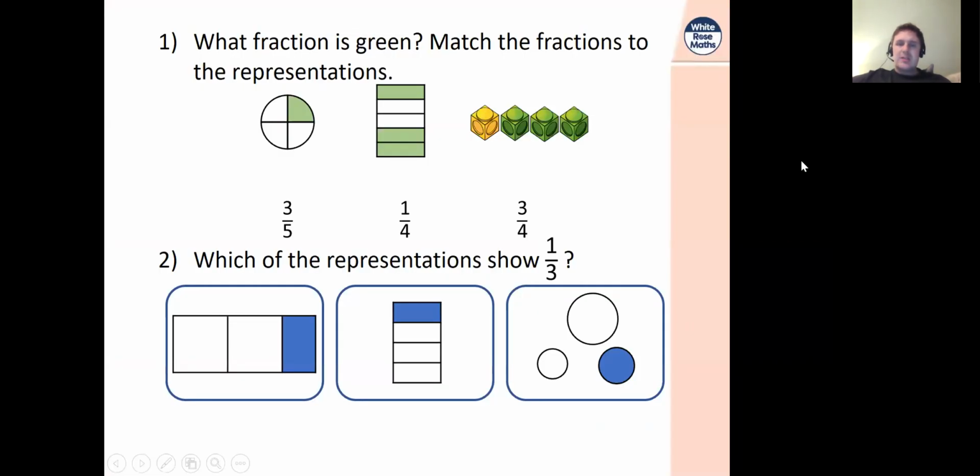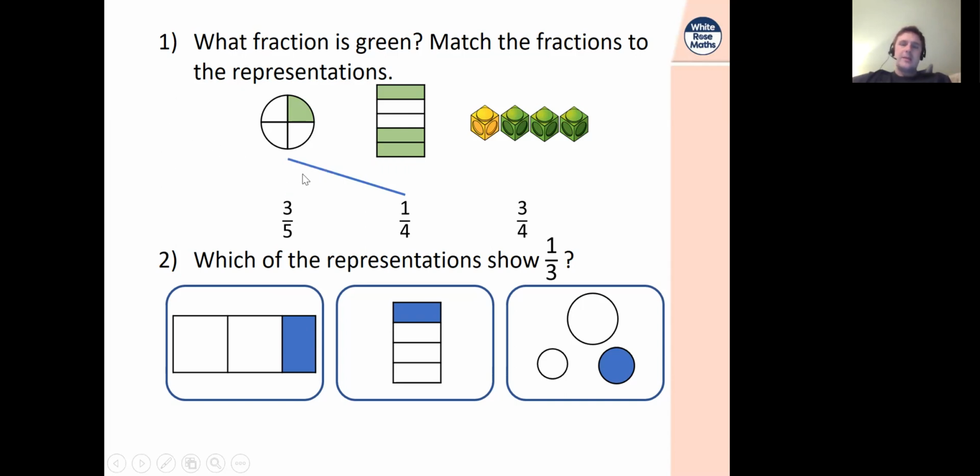There's a couple of questions to have a go at there. Pause the video now and have a go. And back we come. So the first question is matching up the fraction, what fraction of each representation is green, and match those to the fractions at the bottom. So in the first one here, we can see how many equal parts have we got? Well, we've got 4, so it's been split into quarters. And how many parts are represented? That's 1, so it's 1 quarter.